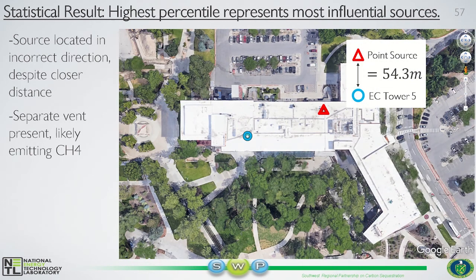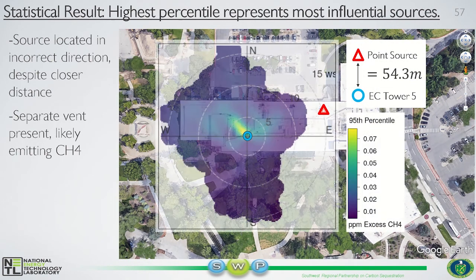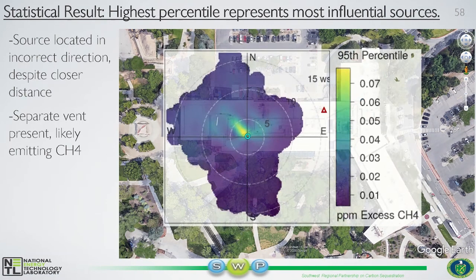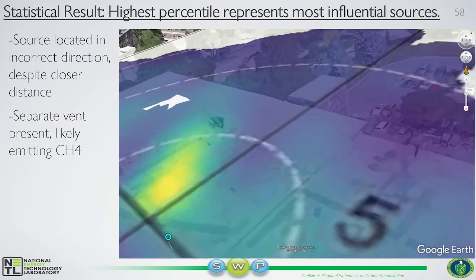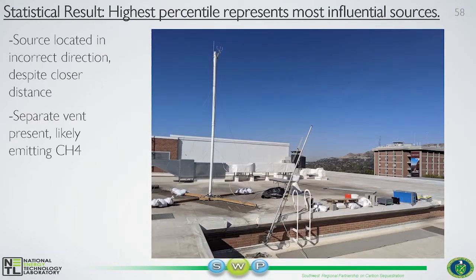When we move to eddy station number 5, we see an interesting result. Although this station is closer than the previous two, we see detection in a completely incorrect direction using CH4. Perhaps there's another source over there. If we take a look at this area on the roof, we can see in fact that, yes, there is another source. While we did not explicitly measure this vent for CH4, we measured it for CO2 at the beginning of the experiment, and the levels were fairly low.